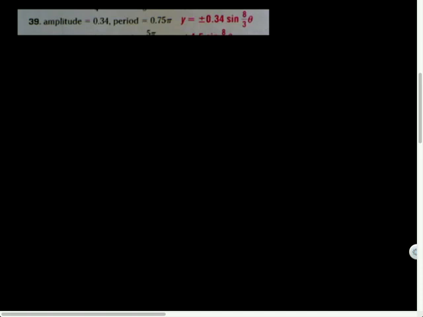So let's see. The amplitude is 0.34. That means A is going to equal plus or minus 0.34. Earlier in the directions it says, write an equation of the sine function with each amplitude and period. The period is 0.75 pi, and that is equal to 2 pi over k. So I'll solve that equation for k.